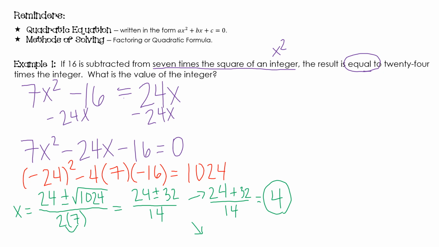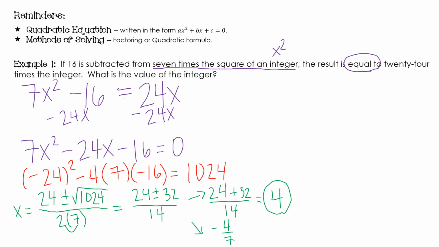You can check going the other way. So if you do 24 minus 32 divided by 14, you get negative 4 over 7. So negative 4 over 7 is the second solution to this quadratic equation, but because it is only asking me for the value of the integer, it would just be 4.